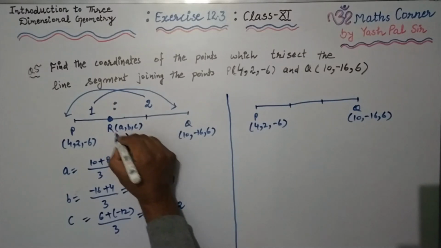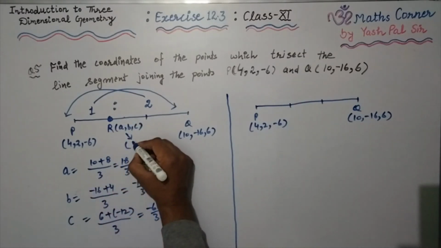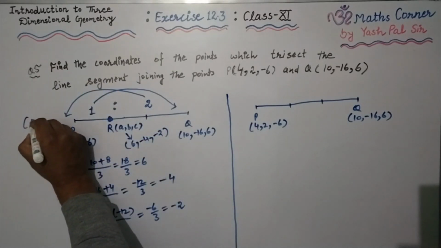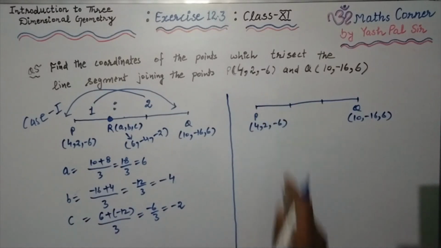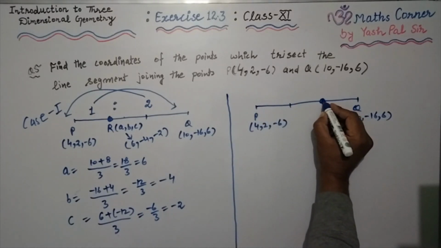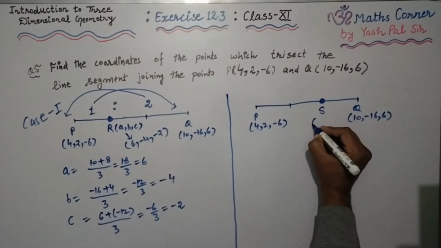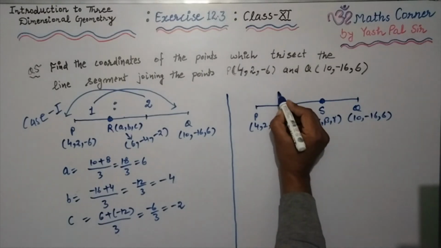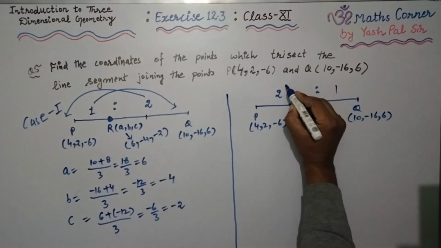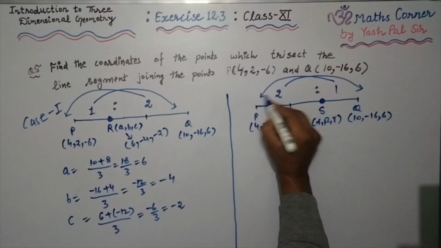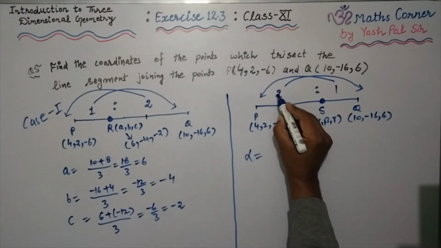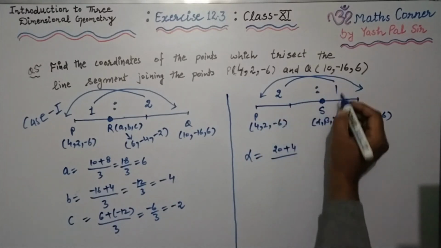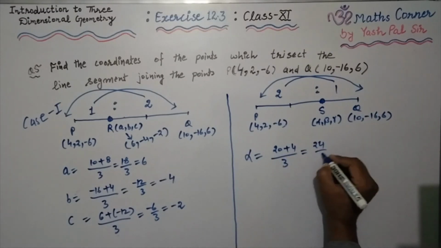So what is the answer? The coordinates of point R, they are A, B, C, that is (6, -4, -2). This is the answer, case 1. Second case, when the point is here, or we can say S, its coordinates are alpha, beta, gamma. Right? Now again this is two parts, 2:1. So we use the section formula like this. What is alpha? Alpha is equal to (2 into 10, 20, plus 1 into 4) divide 2 plus 1, 3, 24 upon 3.